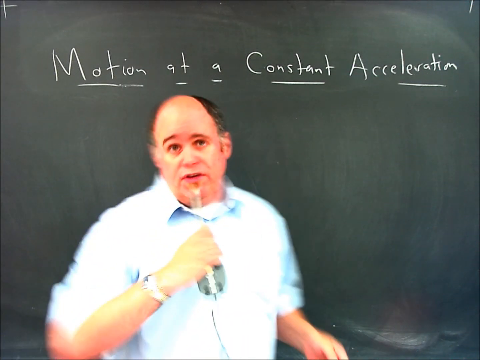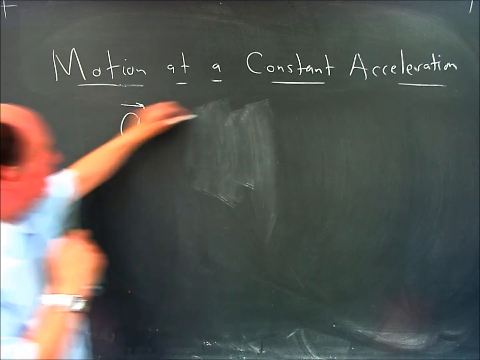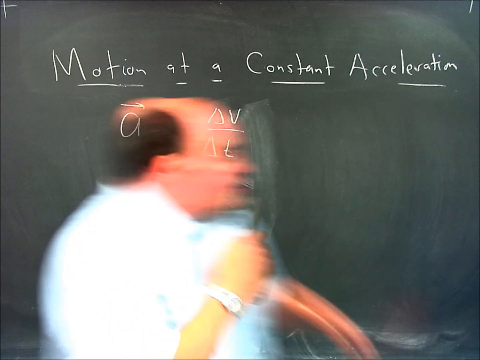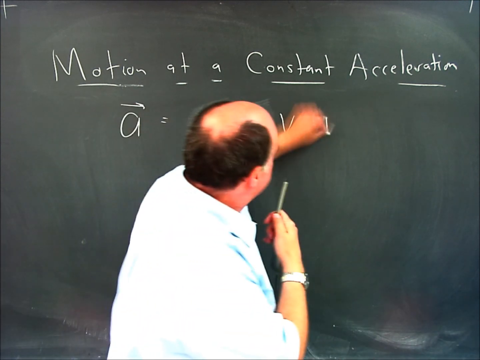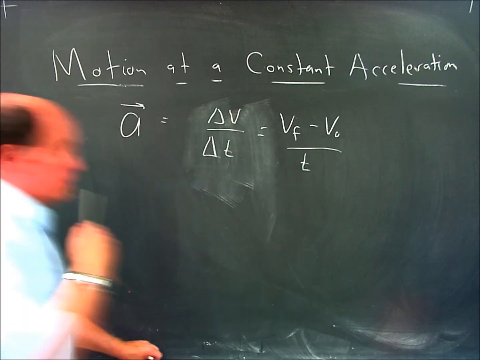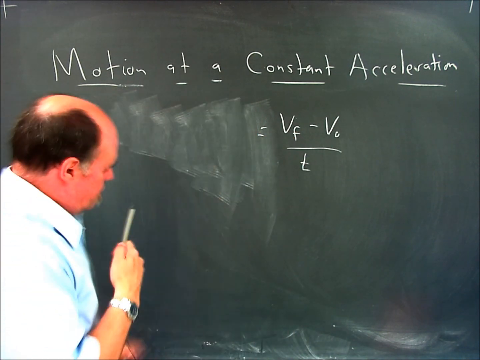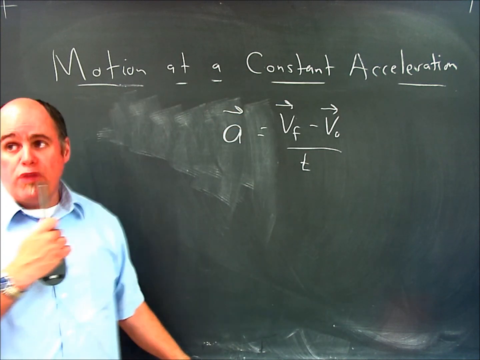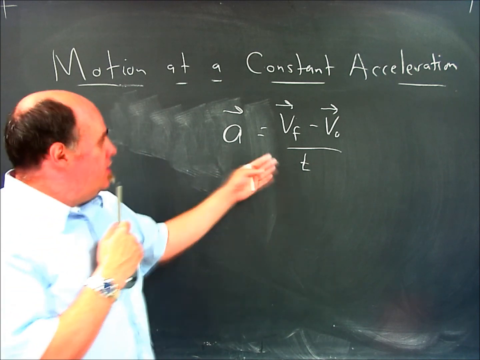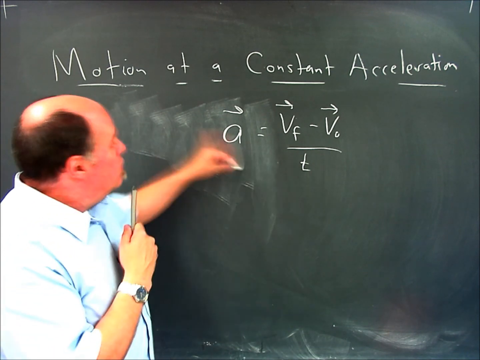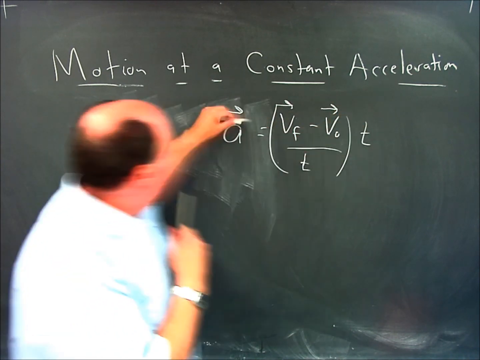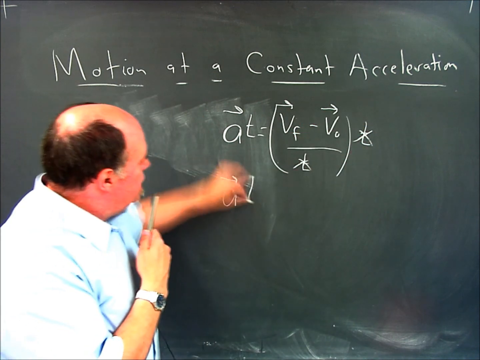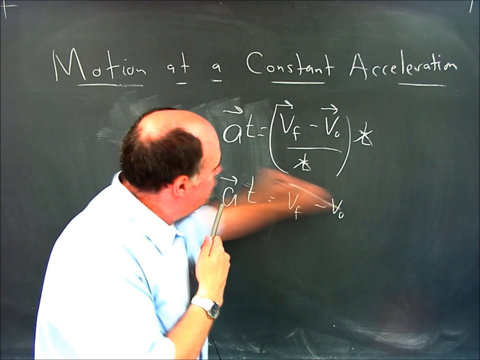So we'll start by the definition of acceleration. So acceleration is defined: acceleration equals delta v over delta t. And we changed that, and we called that v final minus v initial over t. So if we call this the acceleration, what I'd like to do is rearrange this formula. Let's just multiply both sides by t to get rid of the denominator. So if I multiply the right side by t and the left side by t, this cancels out. So I'm left with a t equals v final minus v initial.